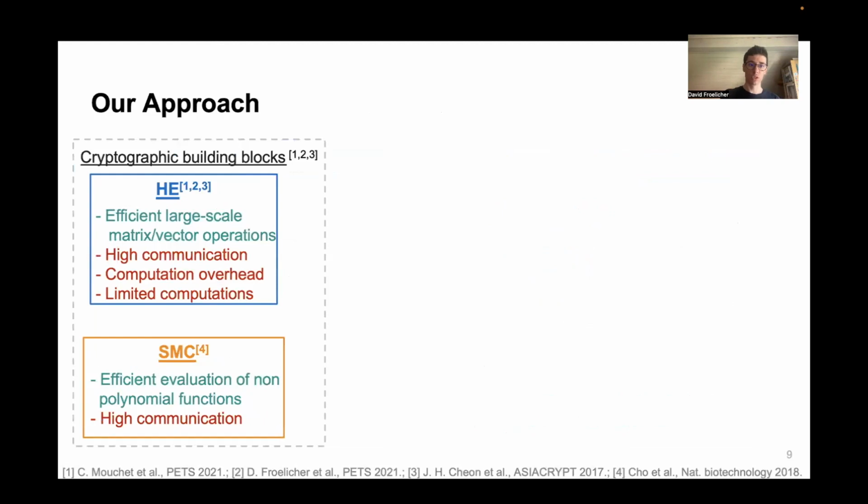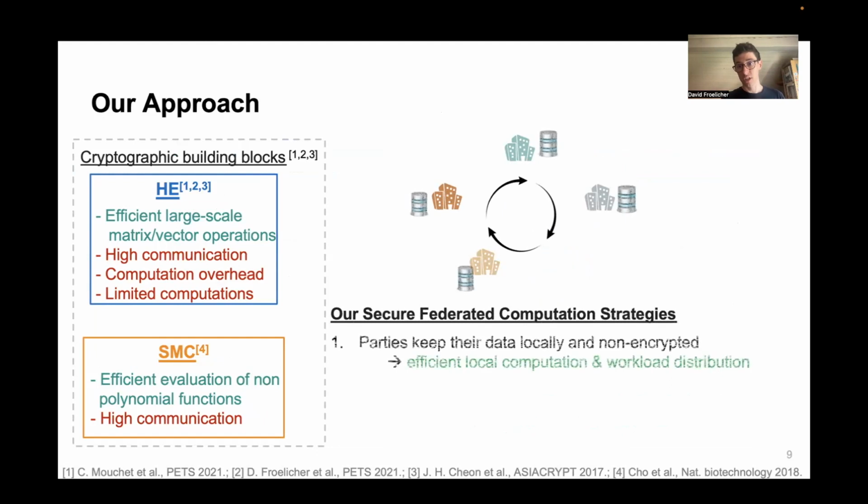In our approach, we actually combine these cryptographic building blocks, but we'll see that by combining them, we can avoid their disadvantages. So in our setting, we have a set of institutes that have their data locally, and in this case, they will keep their data locally, non-encrypted, which means that they can efficiently compute locally on their data, and that we can efficiently distribute the workload among the parties. So this reduces the communication cost and the computation overhead.